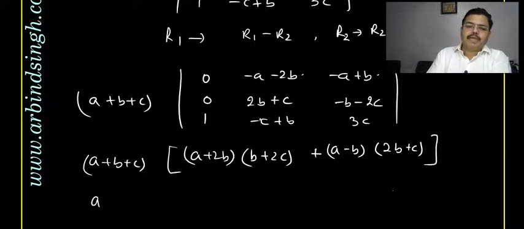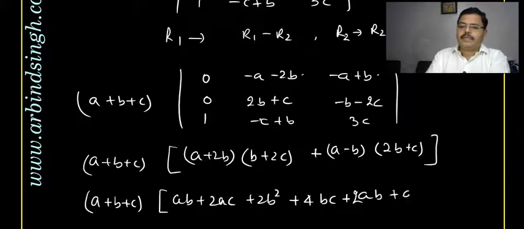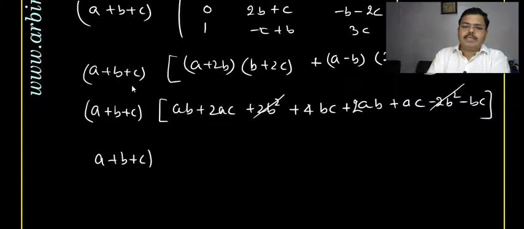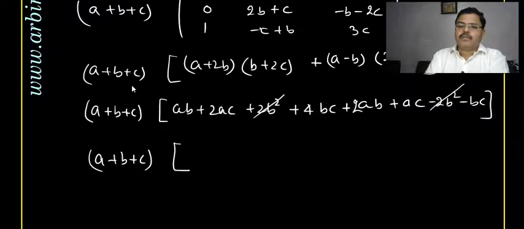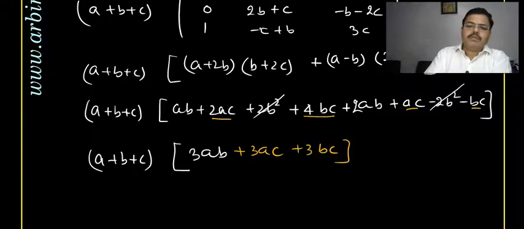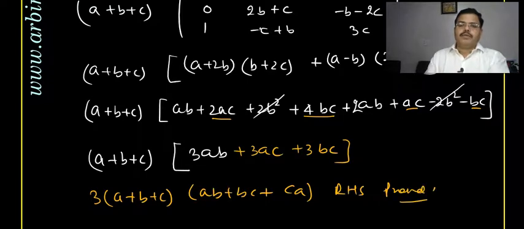So that will come up a plus b plus c, and this will be the product ab plus 2ac plus 2b square plus 4bc minus plus 2ab plus ac minus 2b square minus bc. So 2b square and 2b square will cancel out, and what is left then? a plus b plus c into ab and 2ab become 3ab. This 2ac and plus ac become 3ac, and 4bc minus bc become 3bc. So if I take 3 common out of it, then a plus b plus c, and that will be ab plus bc plus ca, and this was the RHS which is to be proved. So proved. I hope you got it, this one also.